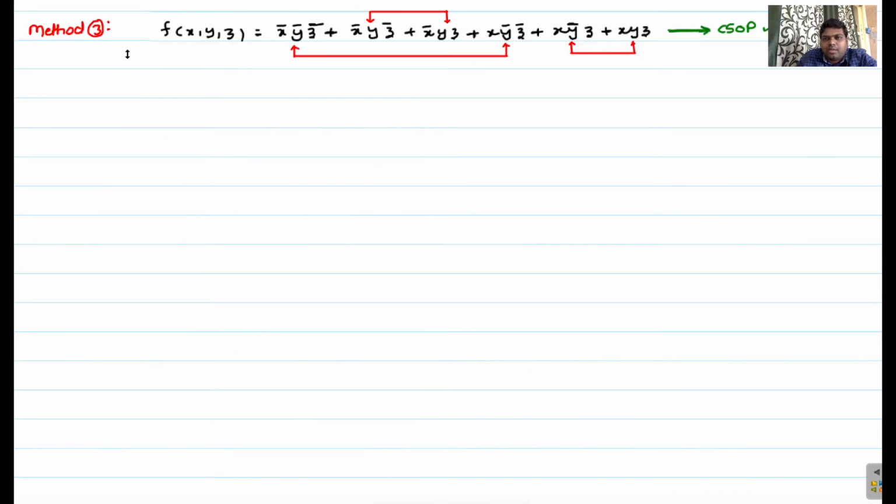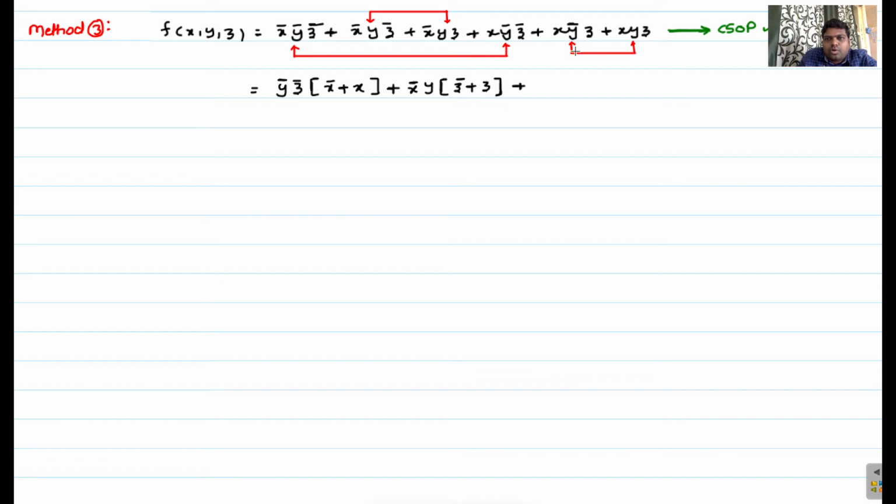So next, method 3. In this method 3, first we compare these two product terms. We can take y bar z bar as a common factor. So then what you will get? Here y bar z bar, then you will get x bar plus x. Next, from these two product terms, you will get x bar y as a common factor, so x bar y into z bar plus z.